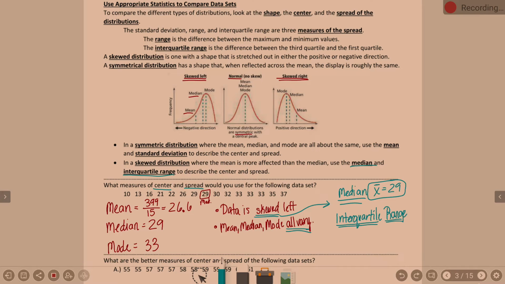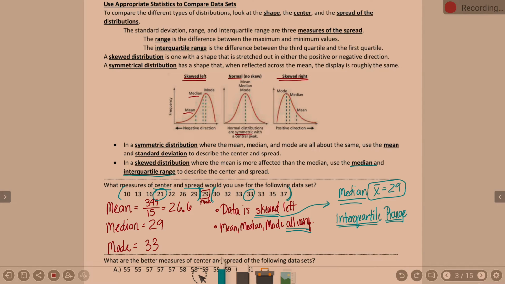So that means I'm going to use the numbers from that 29 right there to 10. What is the quartile, or what's the middle of that group of numbers? 21. So that is going to be my first quartile. On the other side, now above 29, we're using the 30 to 37. What's my upper quartile? 33.